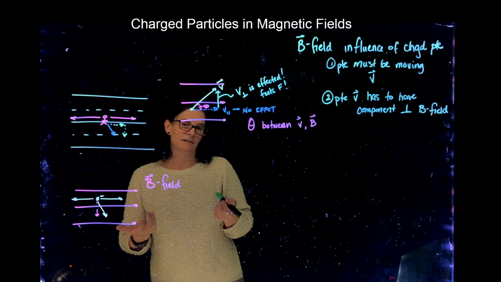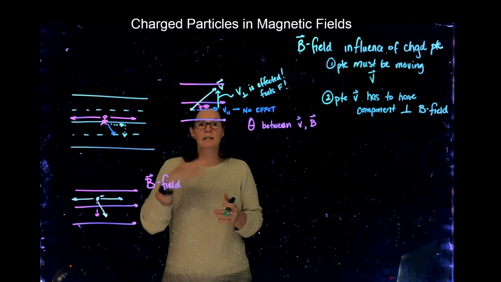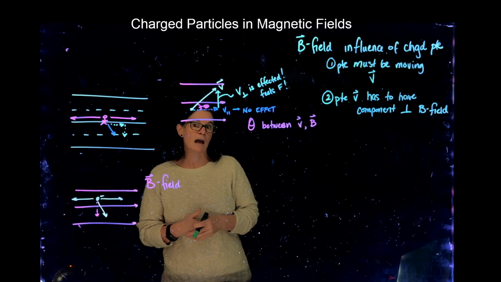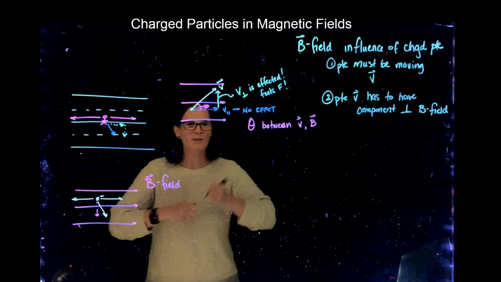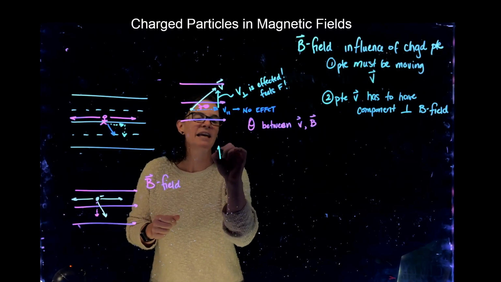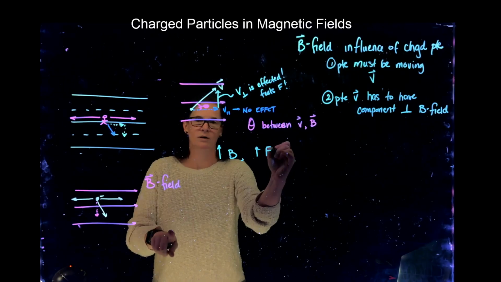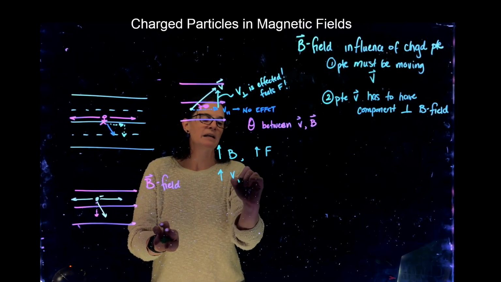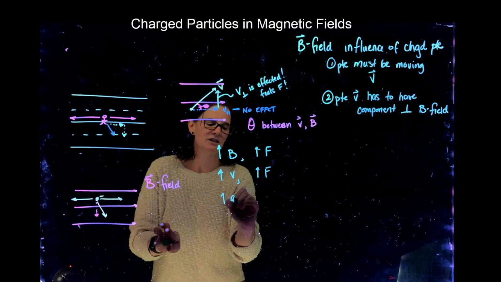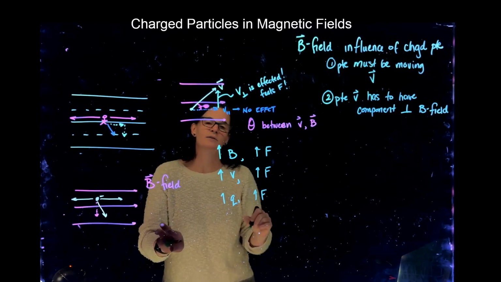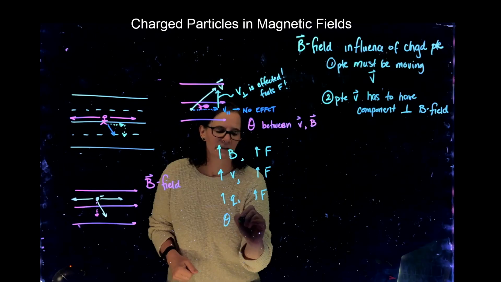What else might have an effect? Well, the field. If I have a really strong field, it might feel a larger force. How fast it's going might feel a larger force. And the charge. I was giving you pauses to think about that. So if I increase the field, I increase the force. If I increase the speed of the particle, I increase the force. And if I increase the charge on that particle, I also increase the force that I experience. And that angle is important.